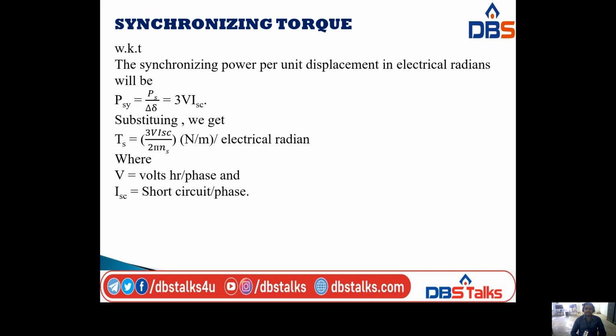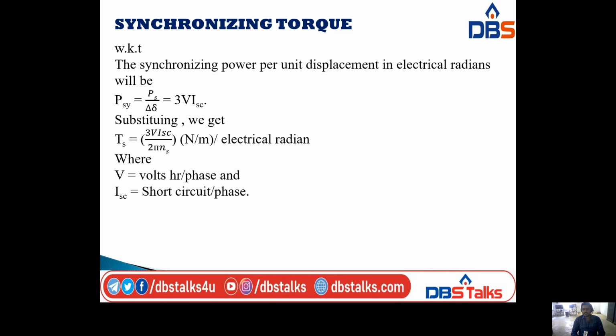So we know that the synchronizing power per unit displacement in electrical radians will be P suffix S5 is equal to PS by delta delta. So that is equal to 3 into V into ISC. This is the synchronizing power condition for a three-phase system. That is, synchronizing power is equal to 3 into V into ISC. So on substituting, we get PS is equal to 3 into V into ISC by 2 pi ns, that is Newton meter by electrical radians.